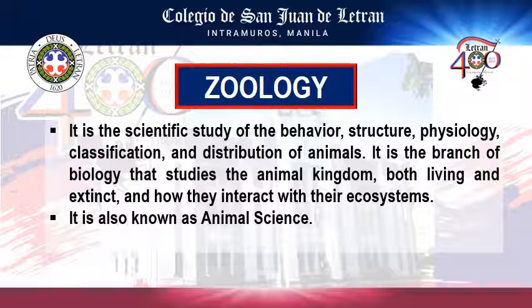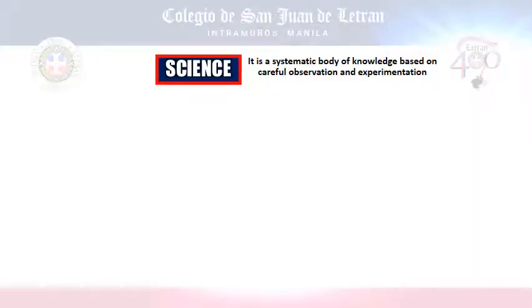Zoology is broken into many branches because there are so many different ways to study animals. It's also broken into branches based on which animals are being studied. So first, before we understand what is biology, we have to understand first science and its branches. First, let's define what is science.